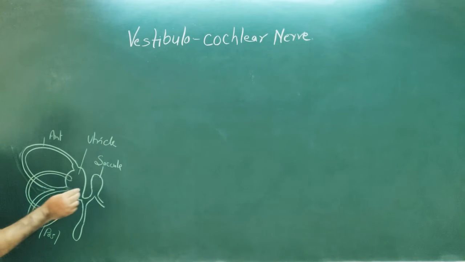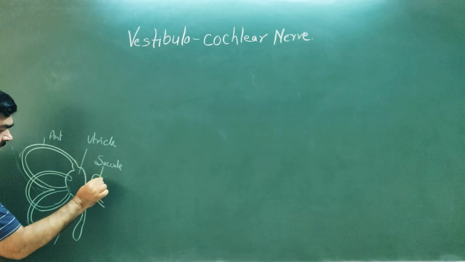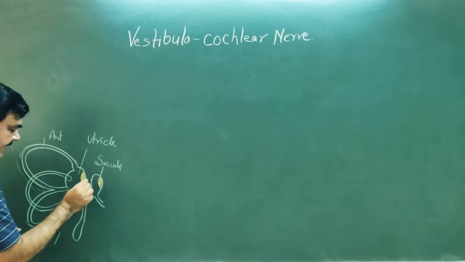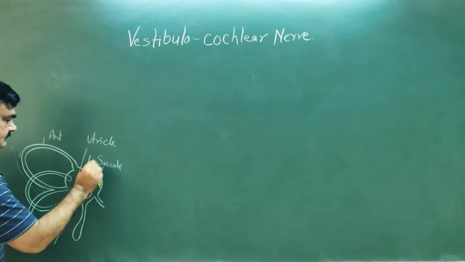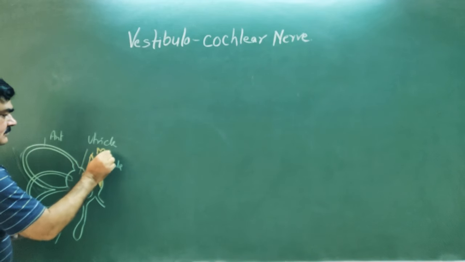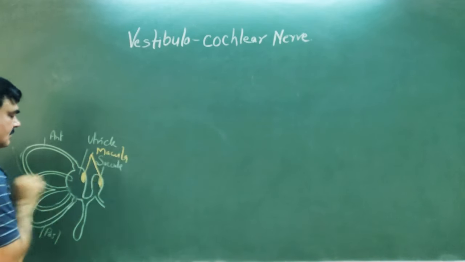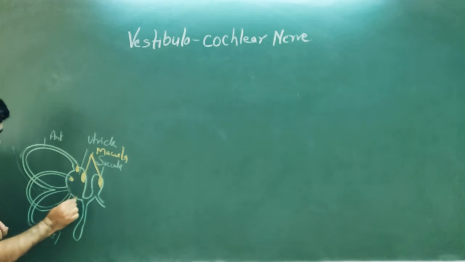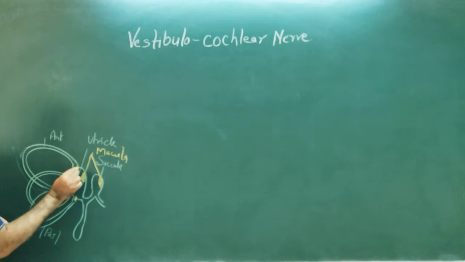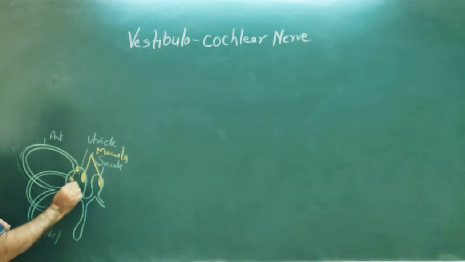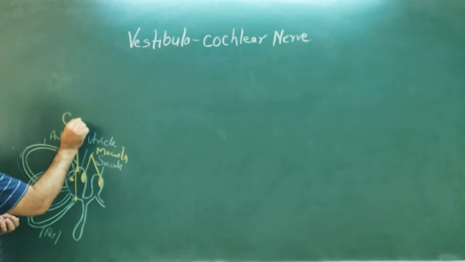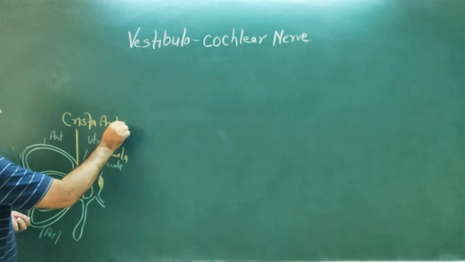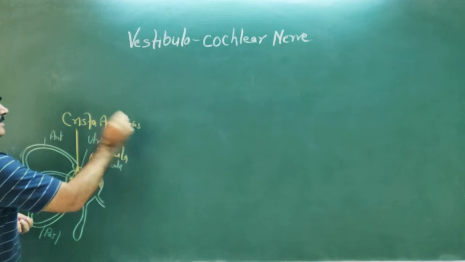And in the utricle and saccule, here is the macula. And here, the ampullary crest is present. These are the crista ampullaris.